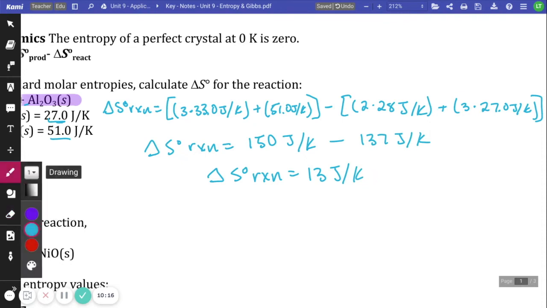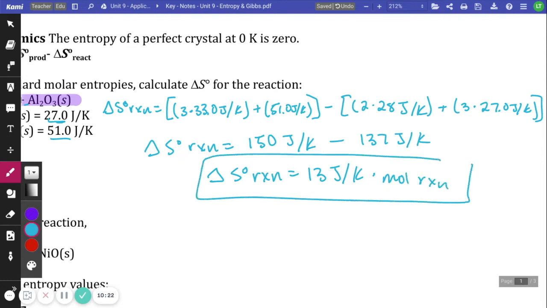per mole of reaction. And that would be our delta S right there. So it's just products minus reactants. We see that this one is positive, so our entropy is increasing here.